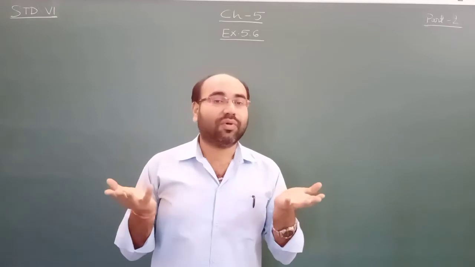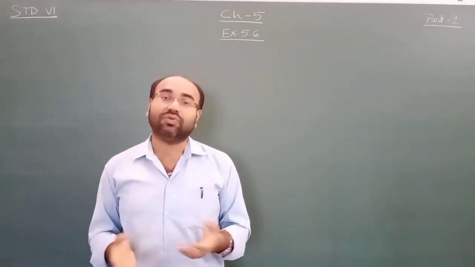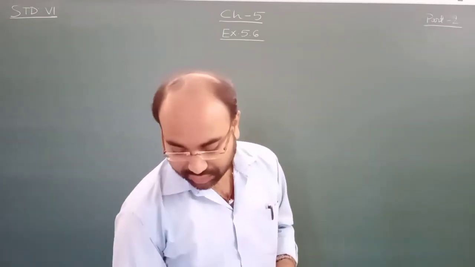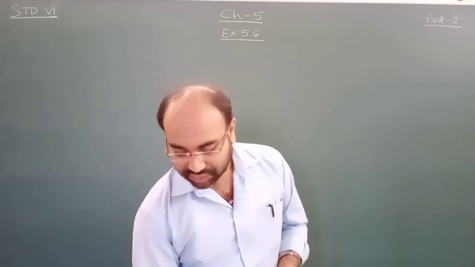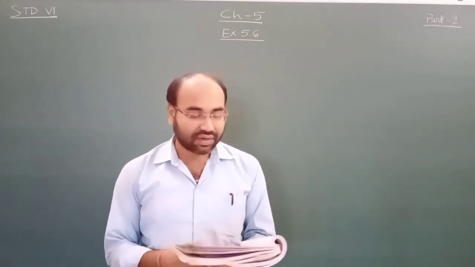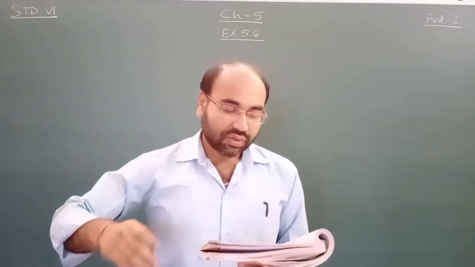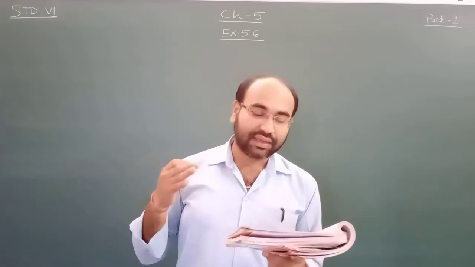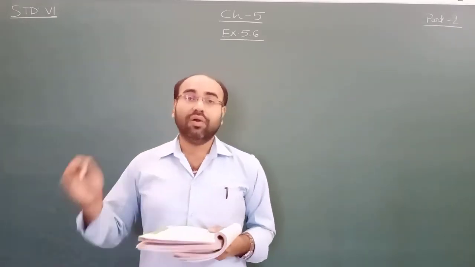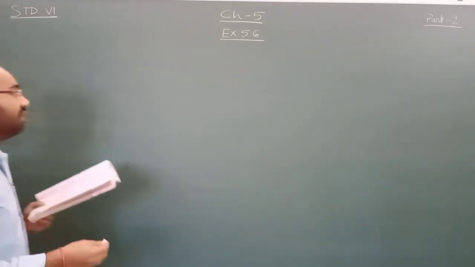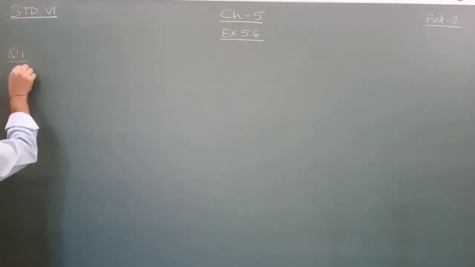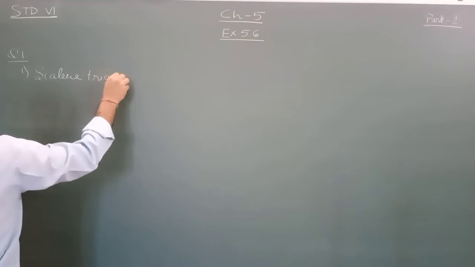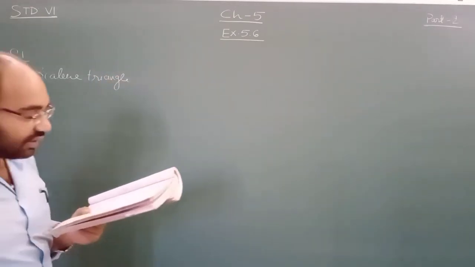Those who have understood it properly can do exercise 5.6 by themselves, even without my help. But still, let us start doing the first one of exercise 5.6. In the first question, it is given: name the types of the following triangles. First, a triangle with sides of length 7 cm, 8 cm and 9 cm. All three sides are of different length, so the first answer will be a scalene triangle.